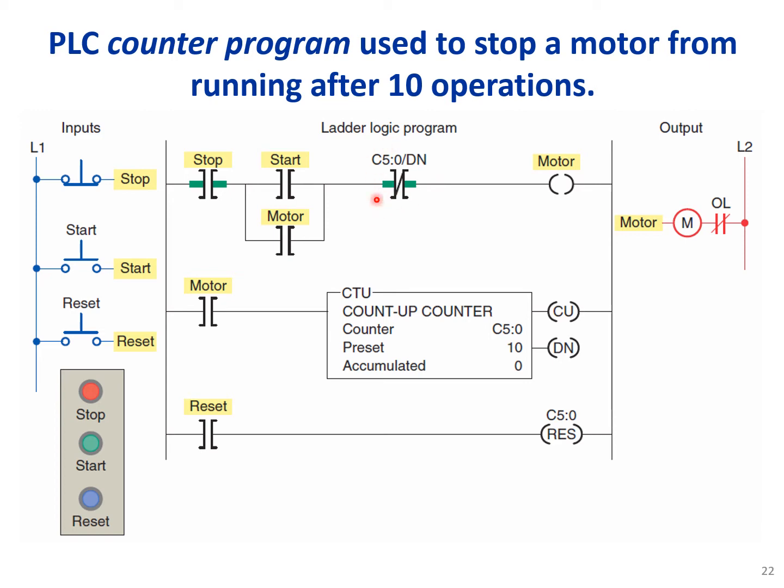will be false. So the logic here will be false, and the motor will shut off permanently. There is no way to start it again with the start button until we reset the counter. If you reset the counter, then the start button will work again normally, and the stop button as well.